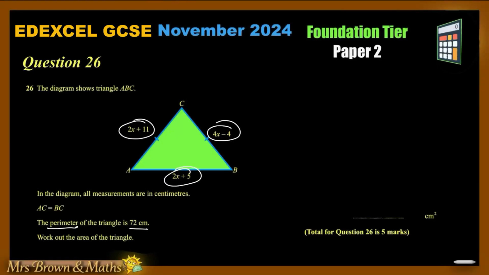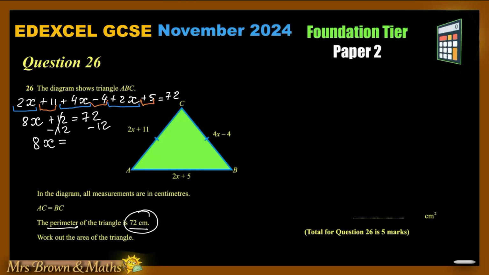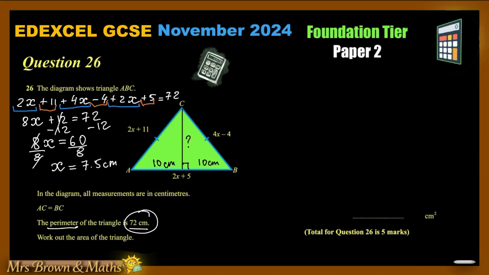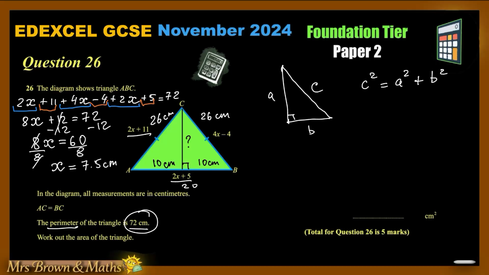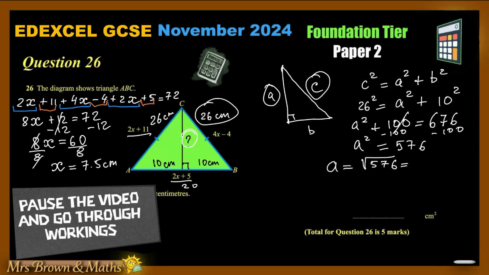Question 26. So you know all the sides. Add them together and perimeter will be 72. Simplify 8x plus 12 equals 72. Solve this equation. X equals 7.5. Right. Find height. Don't forget Pythagoras. And area of triangle is half times base times height, which is 240 centimeters squared.